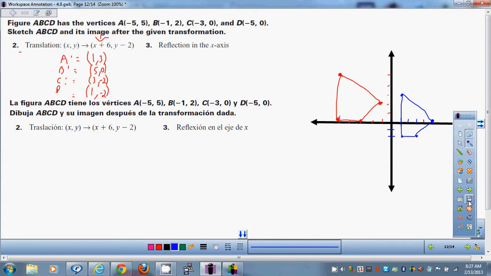Now when you have graph paper, if you choose to use it, it'll be a little easier to keep up with that. Now, reflection.